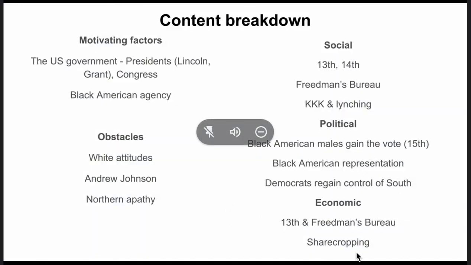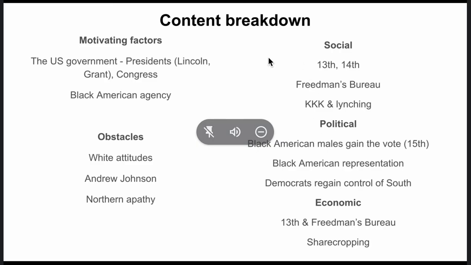And then another obstacle is Northern apathy. You can talk about the end of the Freedmen's Bureau, the economic depression, and the end of Reconstruction as a result of this Northern apathy, that white people in the North felt like it's gone far enough. We don't want to keep on paying for supporting Reconstruction.